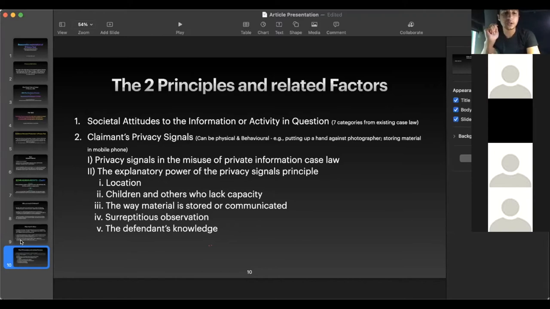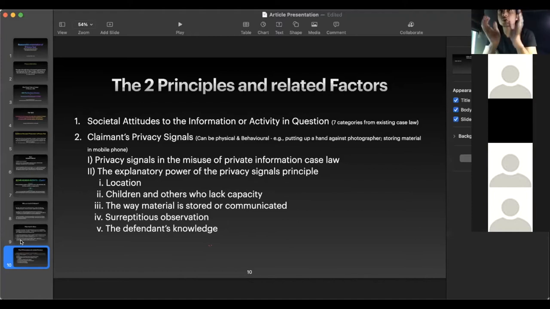Then she gives the factor of surreptitious observations. What are those? Those are the observations which are made literally covertly. So for example, by a hidden camera, someone can put a hidden camera up or a bug in your private space.